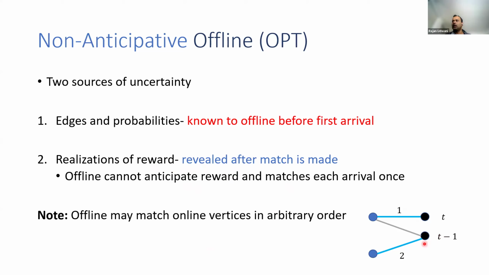So this is just a simple illustration. Offline could say, hey, I want to match arrival T first. So I pick this edge, blue edge here, and then, based on the outcome of this, decide what I want to do for T minus 1, and maybe I pick this edge. So it can go in a different order than the online arrival. Okay. So any questions about the setting of stochastic rewards or the kind of non-anticipative offline or OPT that we are going to look at?